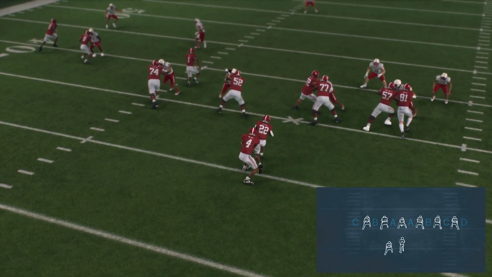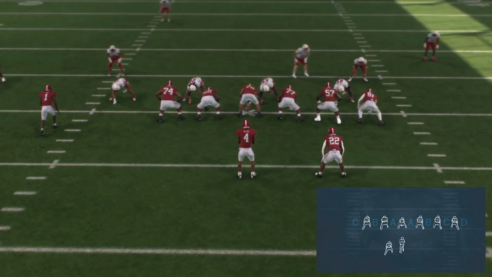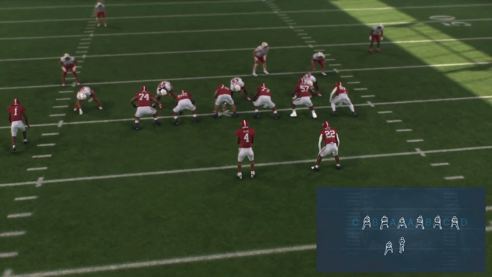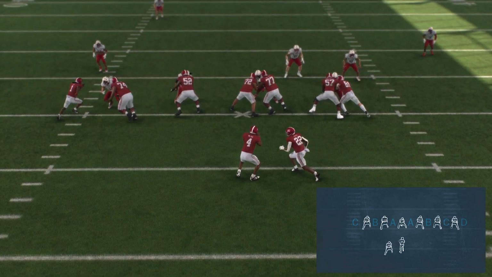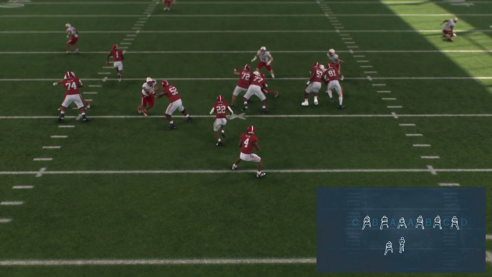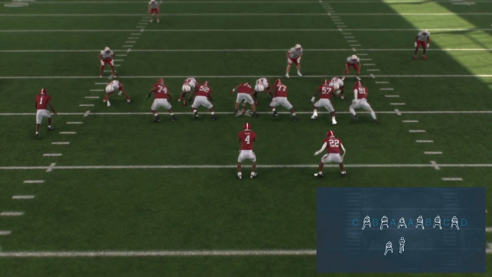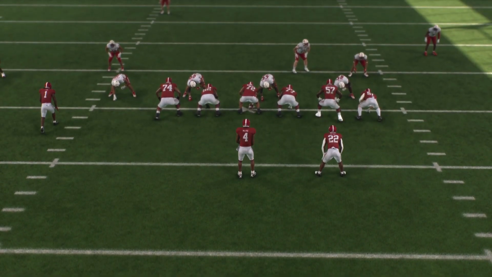If he was to cut back, which happens on a counter, and run up the gaps between, say, 77 and 57 there, because it's not that immediate gap to the right of the center, that would be a B gap as well.